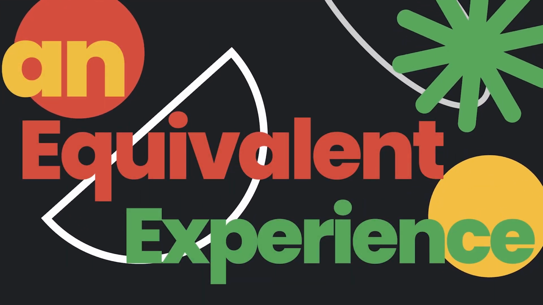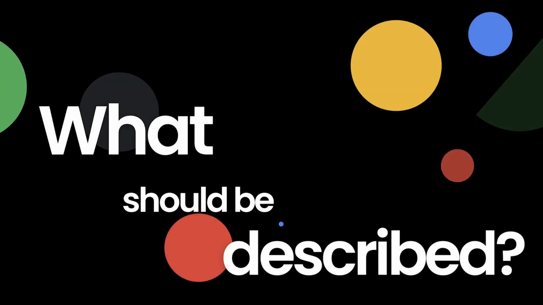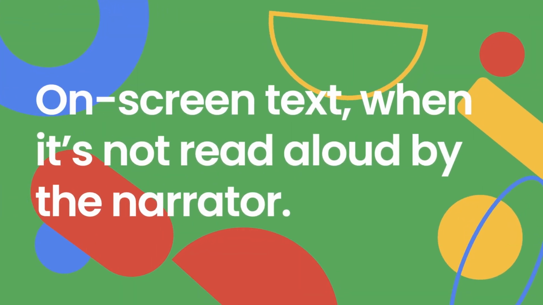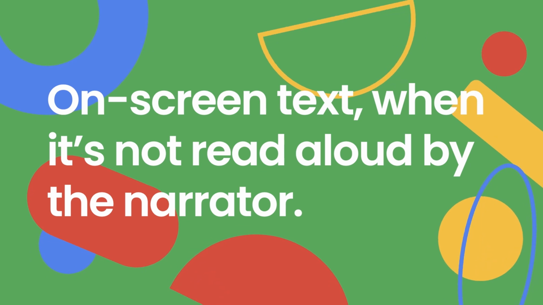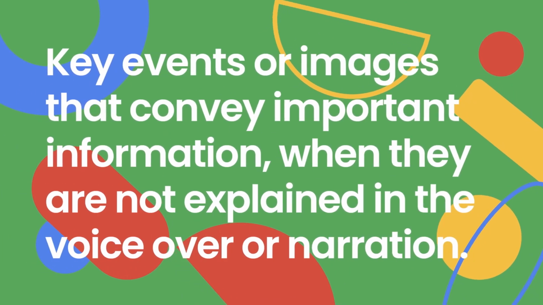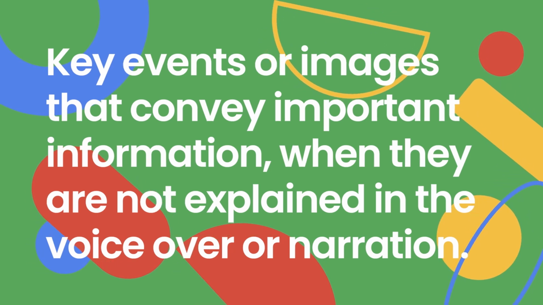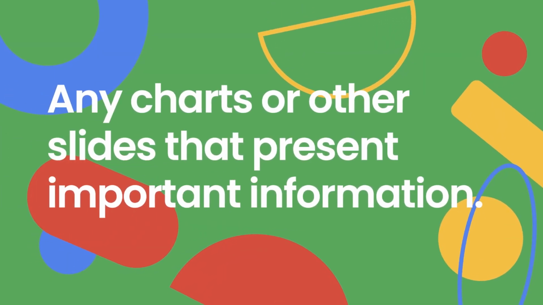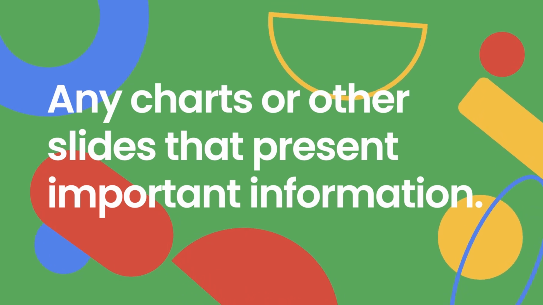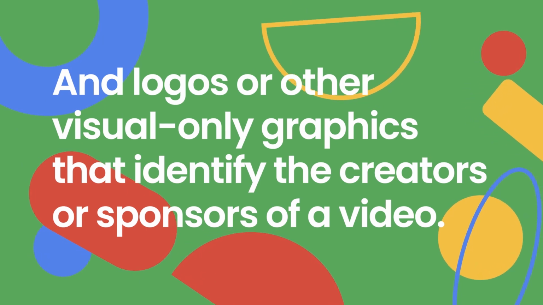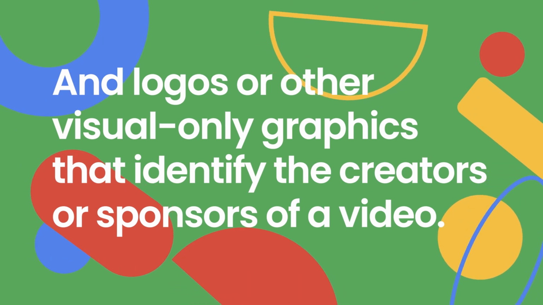You're trying to provide an equivalent experience, but it's also not practical to describe everything. You need to make some choices about what's most important to convey the information. So what should be described? The most important elements to look for are on-screen text when it's not read aloud by the narrator, key events or images that convey important information when they are not explained in the voiceover or narration, any charts or other slides that present important information unless the original audio describes their content, and logos or other visual-only graphics that identify the creators or sponsors of a video.